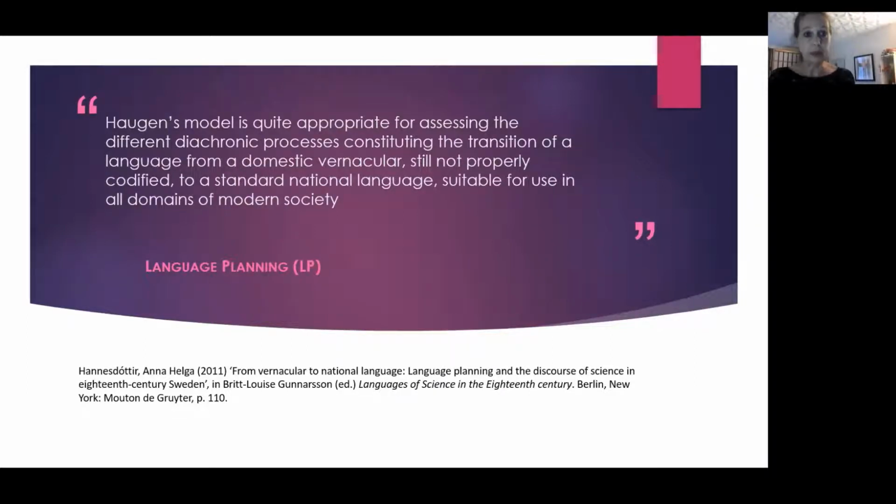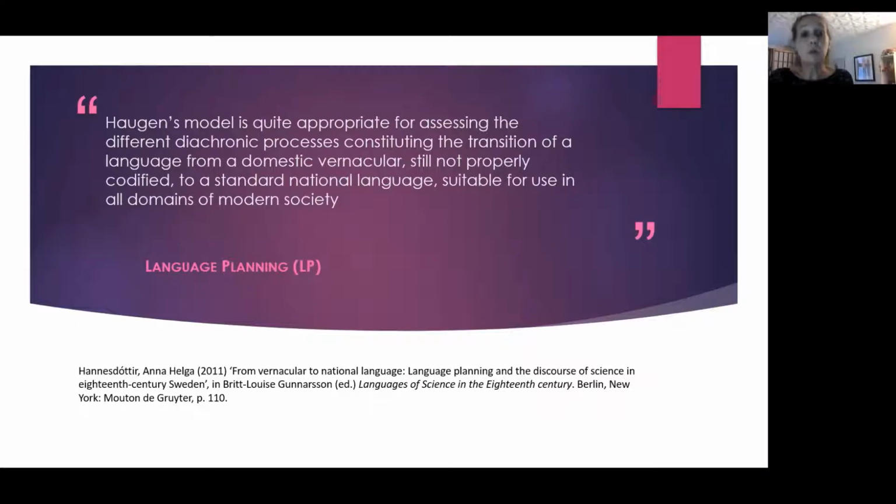I cited a quote here from a work by Hannesdóttir, on the application of Haugen's model in the development of the Swedish language. Just to give an idea that it has been applied and implemented in other cases where language proves to be at times problematic within the wider discussion of society. So what does she say?